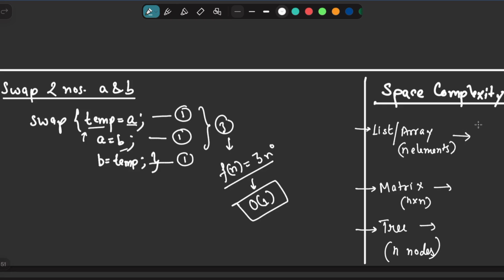And let's talk about the space complexities of some common data structures. A list or array of n elements will have order of n space complexity because there are n elements. A matrix having n cross n elements, that is a total of n square elements, will take order of n square space complexity, and a tree of n nodes will take order of n space.